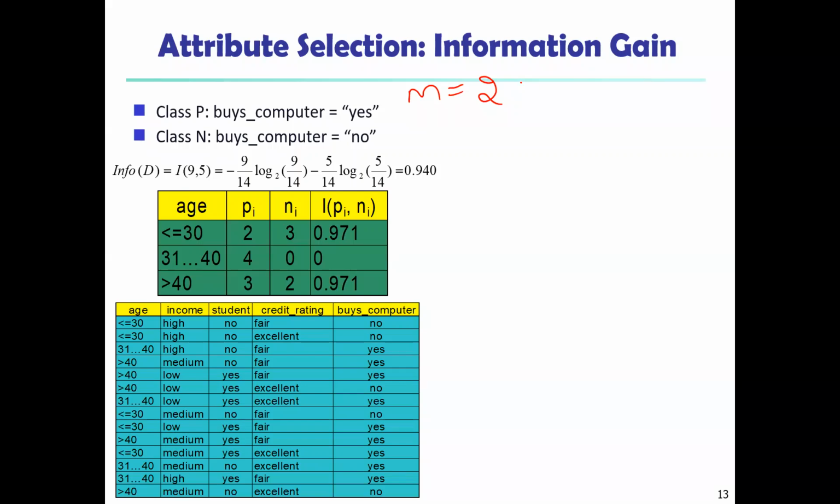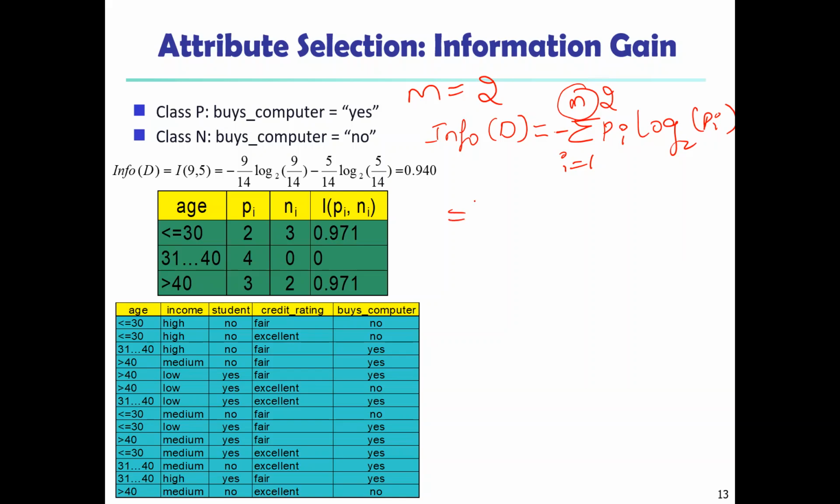Now first, what do we need to find? First of all, we need to find the expected information. What is the expected information formula? Info(D) is equal to minus summation of i equal to 1 to m, p_i log 2 of p_i, right? So now here, what is m? The m value is 2. We need to find two values here.